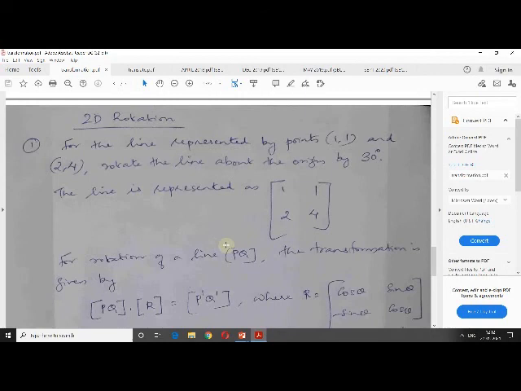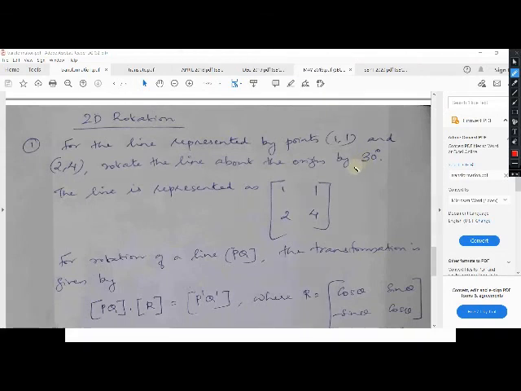Next, let us look at one more question on rotation. The line represented by points 1, 1 and 2, 4, rotate the line about the origin by 30 degrees. So when we studied about rotation, we said that the angle of rotation in the anti-clockwise direction is positive. We have the line represented by the points 1, 1 and 2, 4. So we can represent the line in matrix form as 1, 1, 2, 4.